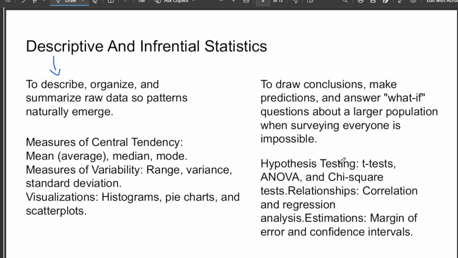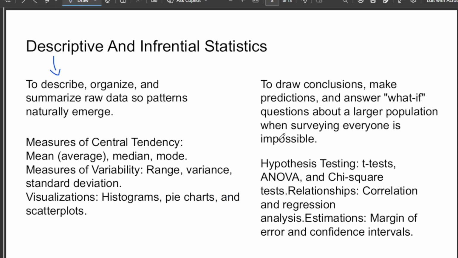And hypothesis testing, which is the t-test, ANOVA, and chi-squared. For this, I'm going to talk about it in this series, which is Statistics 1. Relationships, correlation and regression, and estimations, margin of error and confidence intervals. I believe this is on Statistics 2, right? Okay. And this is correlation and regression. We're going to talk about it later.